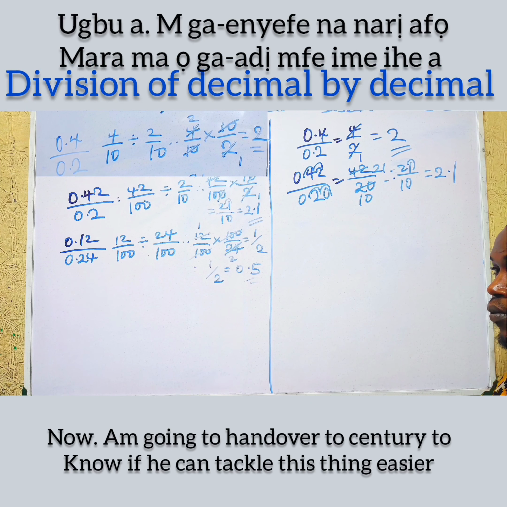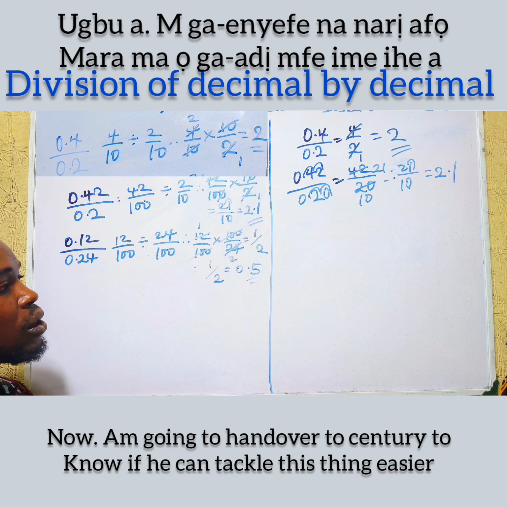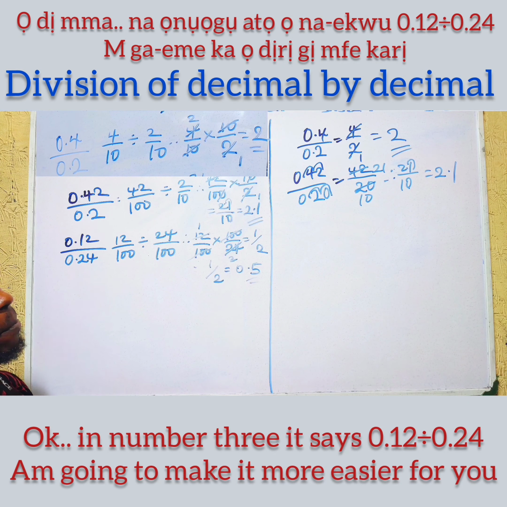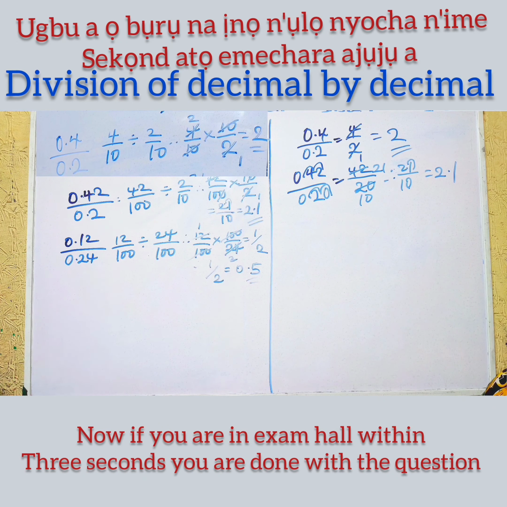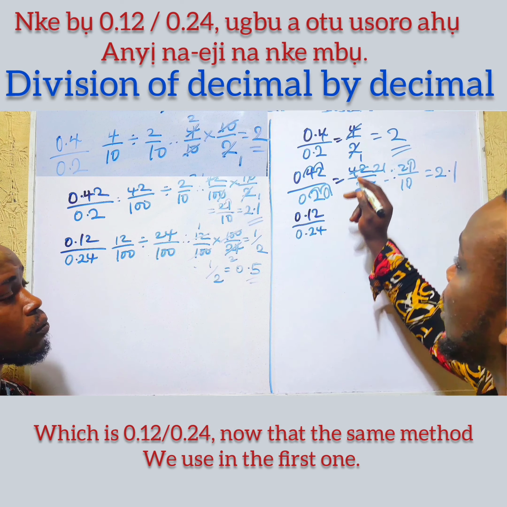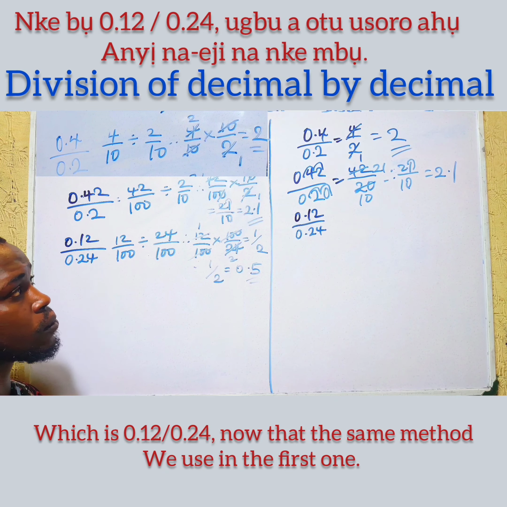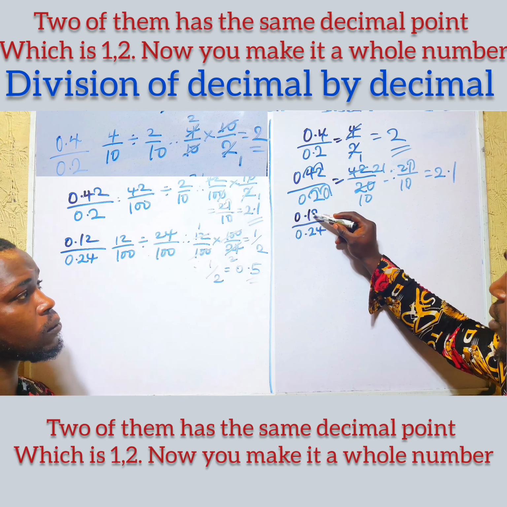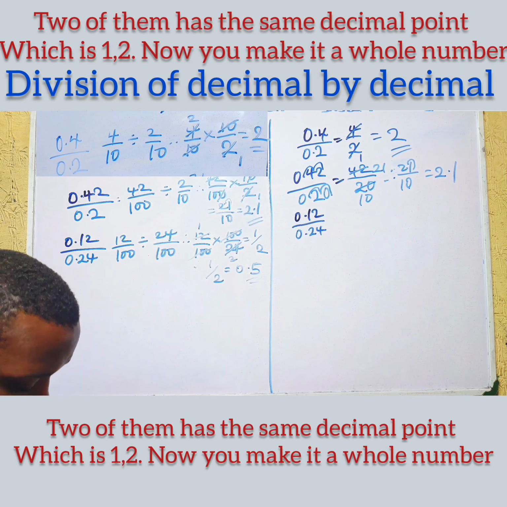Now I'm going to hand over to Century for him to solve again. Let me know if he can tackle this easier. Okay. In number 3, we say 0.12 divided by 0.24. I'm going to make it easier for you. Within 3 seconds, you are done with that question. That's the same method we used in the first one. Two of them have the same decimal points, 1, 2, 1, 2. Now you make it a whole number.